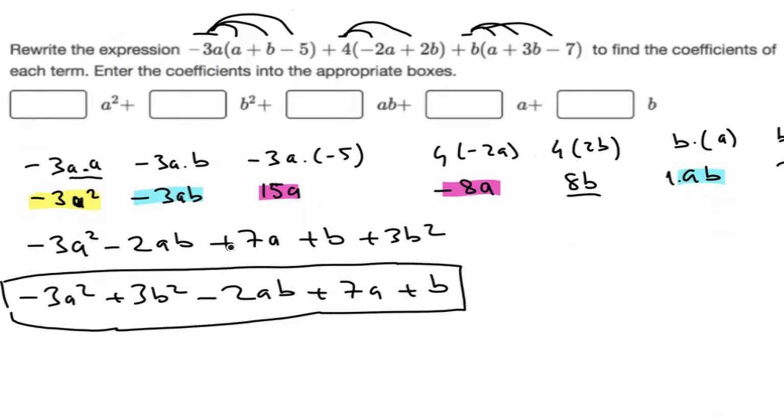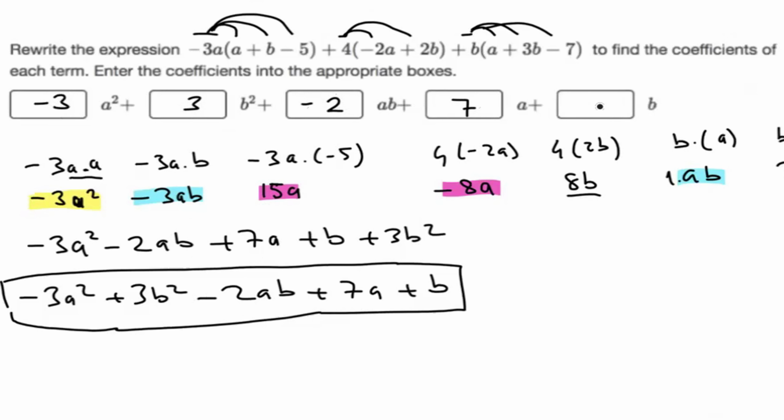So in front of a square, there must be negative 3. In this box, I will need to put negative 3. Here is positive 3 because it is b squared with positive 3. ab is with negative 2. And then a is with 7.